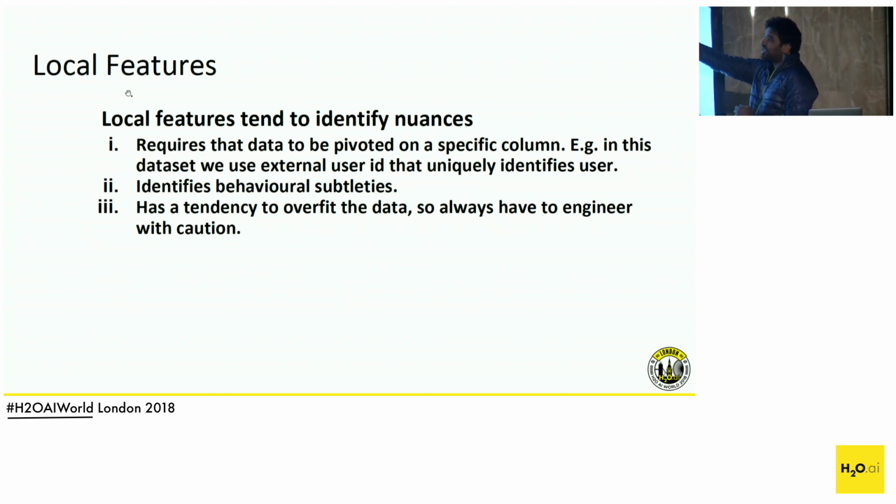And as I said earlier, it identifies the behavior subtleties. It also has a tendency to overfit your data. So this is where I think a lot of you might have had an idea by now. It's a balance between your global and your local, because you want the model to be as generic as possible, but also as local as possible to identify the right kind of behavior. So it's always a balance, but this is how you think about your local features.